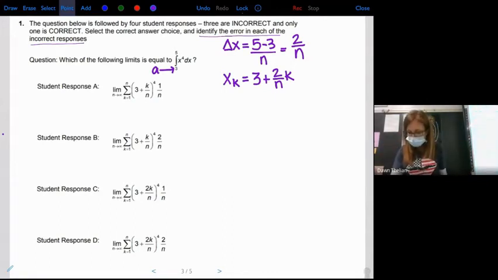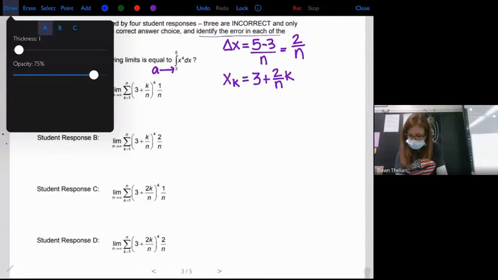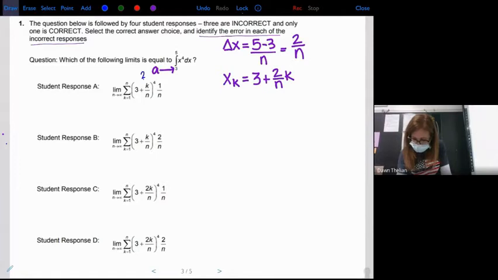So let's take a look at choice A here. Inside the parentheses, they have 3 plus, well, they just have k over n. So we're actually missing a 2 inside the parentheses here, because it's delta x times n. And actually, on the outside, I'm also needing a 2 over n, not a 1 over n, because we have to multiply by delta x. So this one was incorrect. We should have had 2 in both of those places.